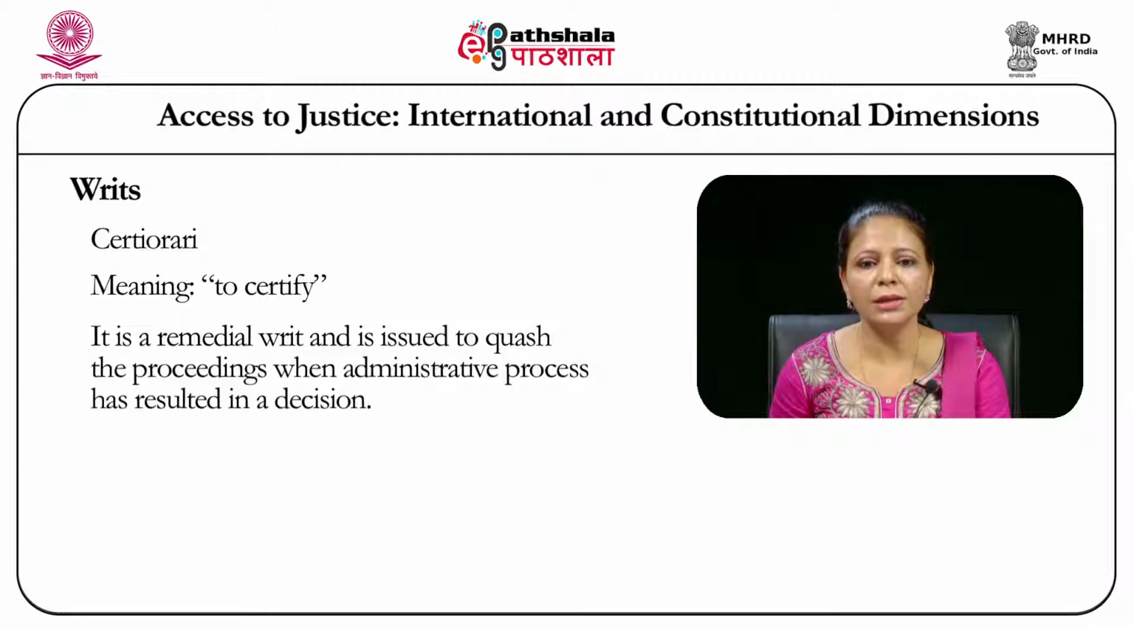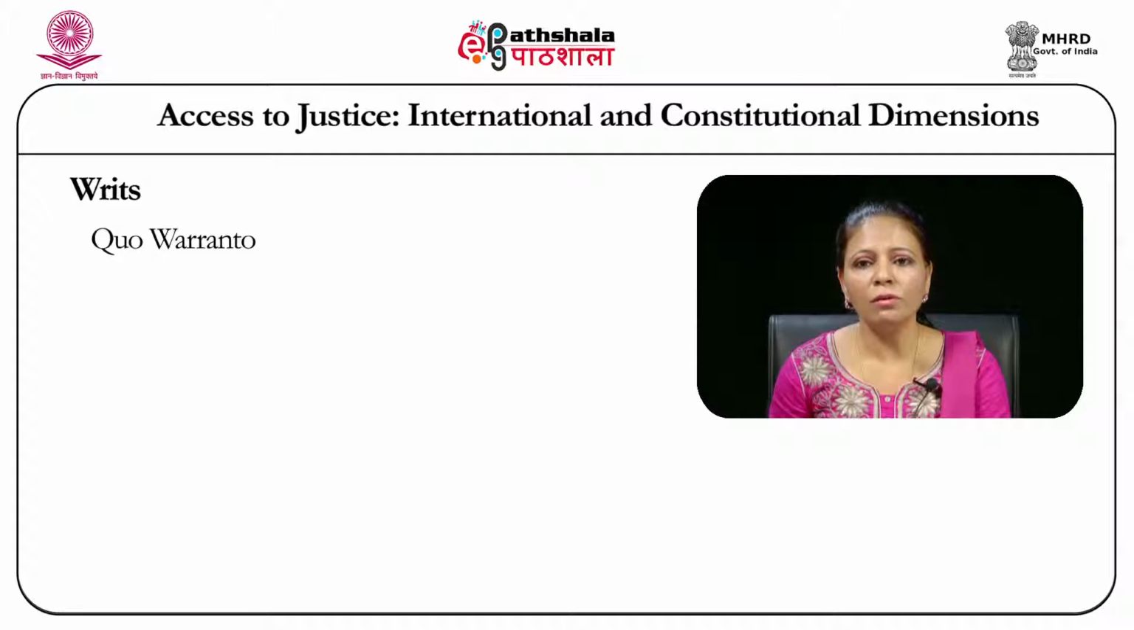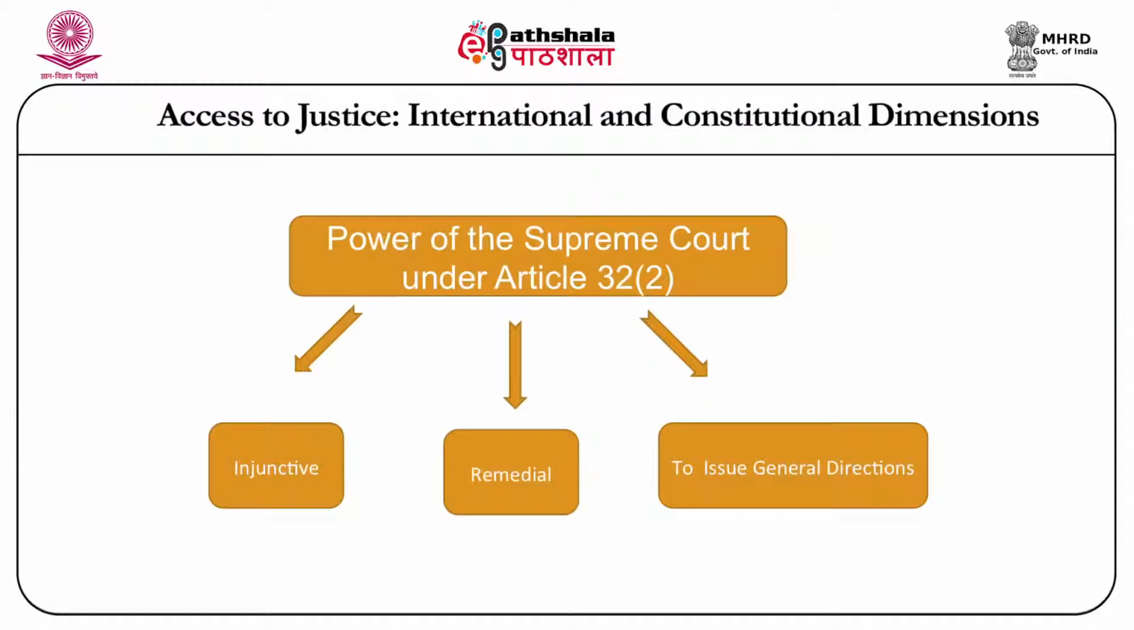Prohibition does not lie against an authority discharging purely administrative functions. However, after A.K. Kraipak versus Union of India, certiorari can be issued not only to quash judicial or quasi-judicial proceedings but also administrative ones. Quo warranto. Quo warranto means what is your authority. The writ is issued to the holder of a public office to show to the court under what authority he is holding that office. The purpose of this writ is to prevent a person from holding an office which he is not legally entitled to hold.